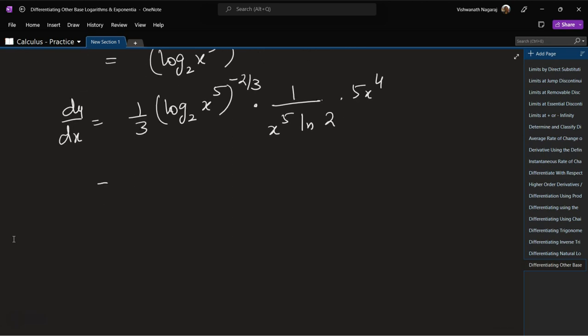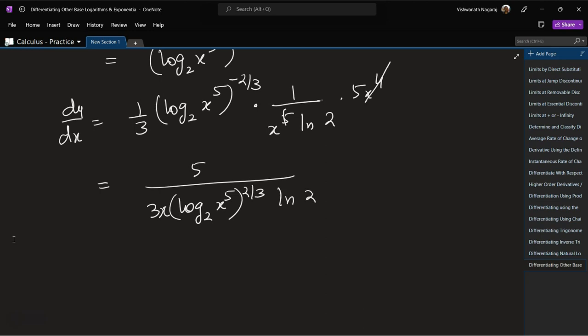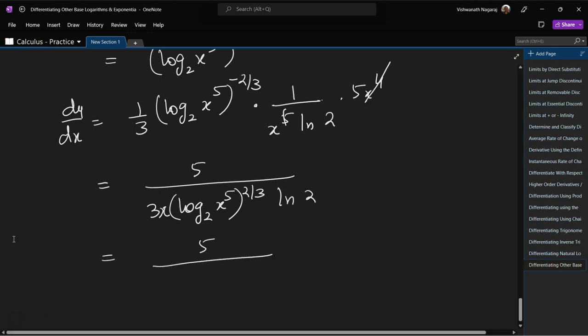Now simplifications. So what do we do here? x to the power of 4 and this will go. So on top we have 5, and minus 2 by 3 is there, so let's take it down. So 3 log 2 x to the power of 5 to the power of 2 by 3 and x, and natural log of 2. If we want to write it, we can write it in the way the question was framed. So 3x cube root of log 2 x^5 square natural log of 2, okay.